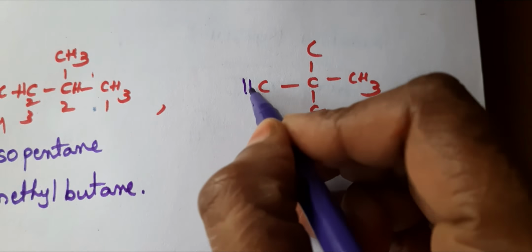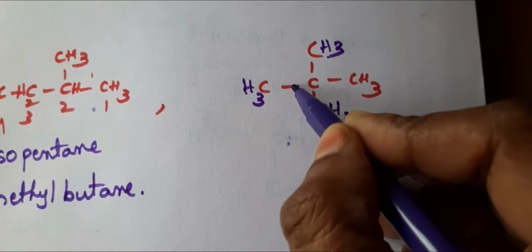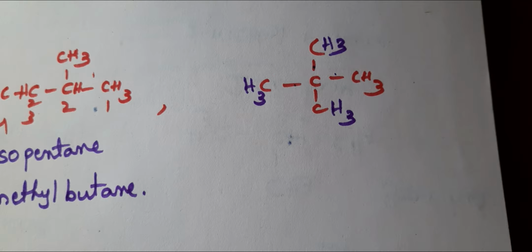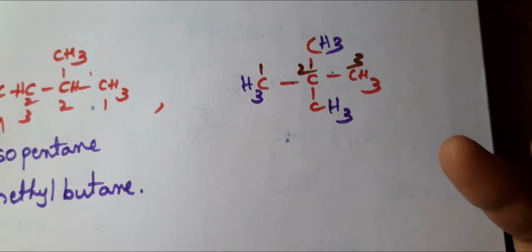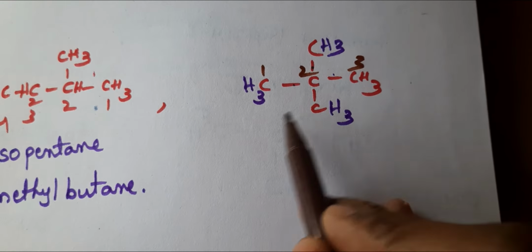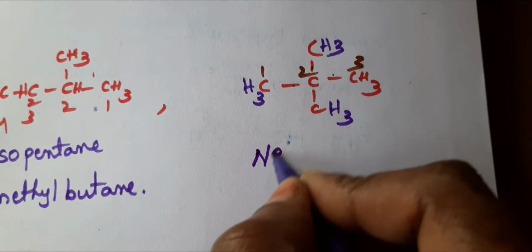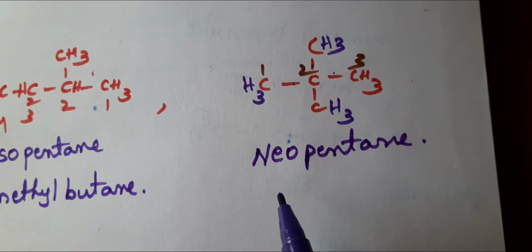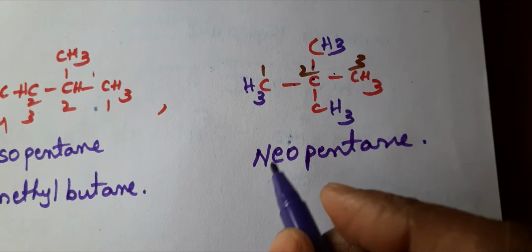And another one has 2 branches. I give this CH3, with only one bond, and this carbon has 4 bonds. How do we give the numbering? The numbering is 1, 2, 3. The second carbon has 2 branches. In common name, this one is called neopentane. Coming to the IUPAC name, the second carbon has 2 methyl groups, so we have to write 2, 2.